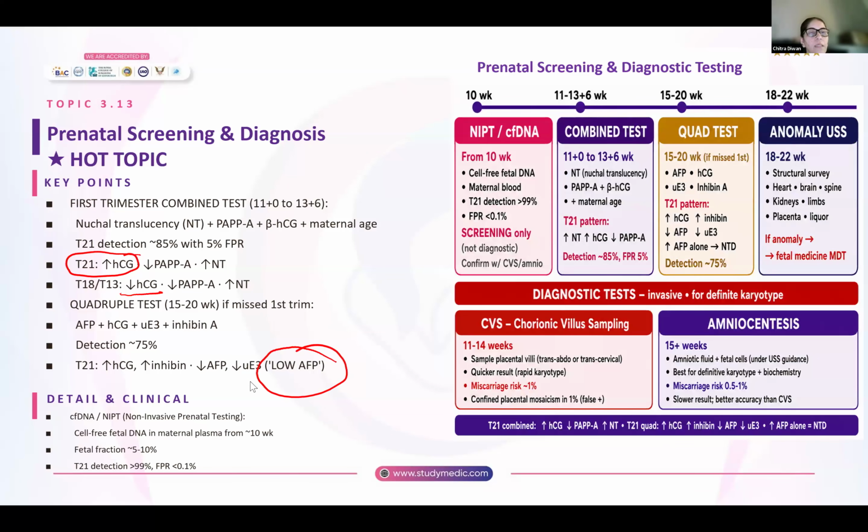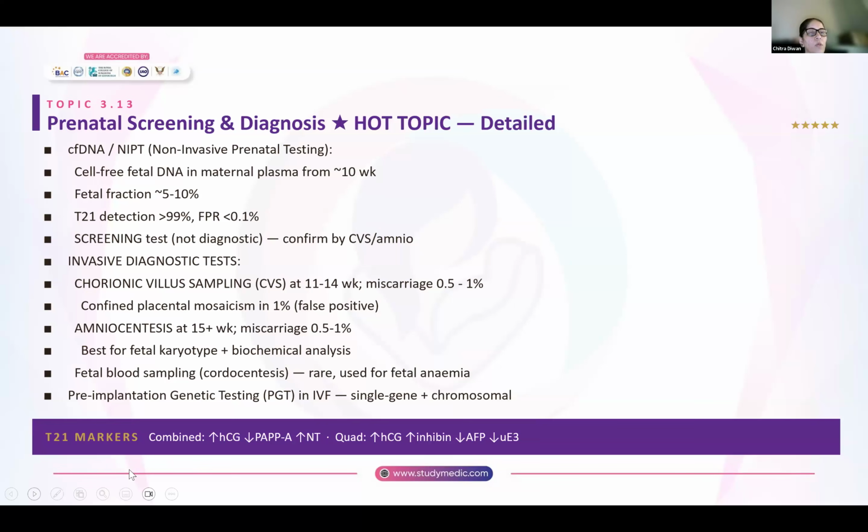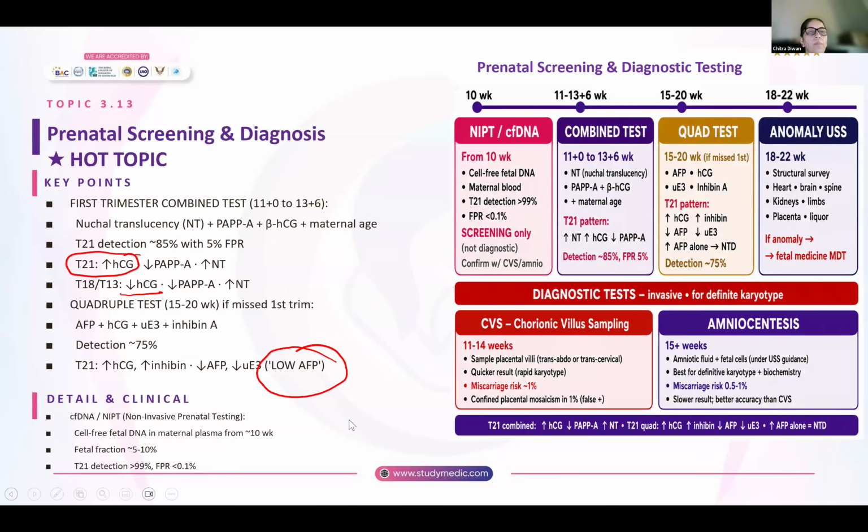Now, I think I have that in the next slide. Let me just check. Okay, we will discuss in detail about non-invasive prenatal testing. So coming to the timeline.